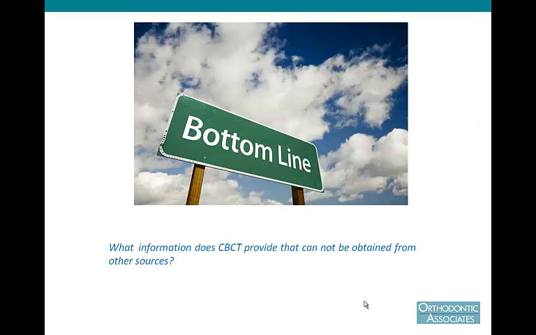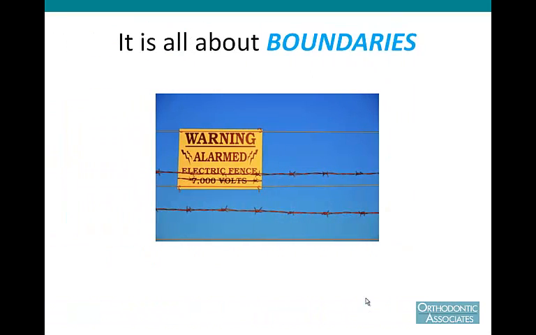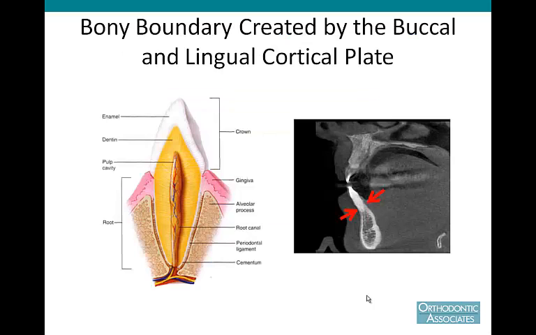So what does cone beam CT provide that cannot be obtained from any other radiological source? Well, it's all about the boundaries. It's boundaries that are created from the buccal and lingual cortical plate that you can see on a tooth per tooth basis using cone beam CT. If you look at the diagram on the left, it appears that there's a fairly thick alveolar bone layer on both the facial and lingual surfaces of the incisor. The truth is there's very, very thin bone there. If you take a look on the cone beam CT of the lower right central incisor, you see there's only eggshell thicknesses of buccal and lingual cortical plate.